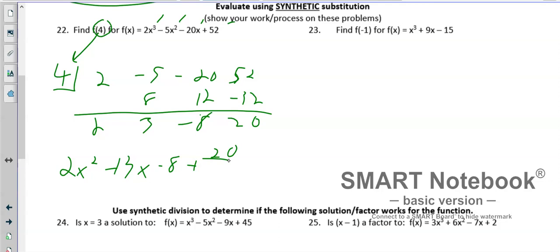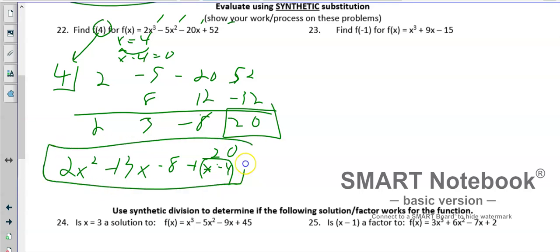Now here's where we got to think. If x equals 4, let's just move the 4 back over. That means x minus 4 equals 0. So my original divisor is x minus 4. But when we're doing these problems, we're actually only looking for this number. Okay? The answer is 20. We don't have to do all this. I just wanted to show you this reminder here. But when we do that, we're just looking for the remainder.